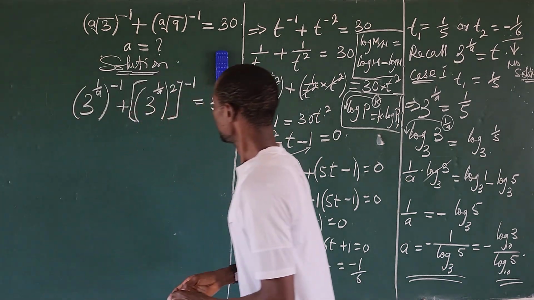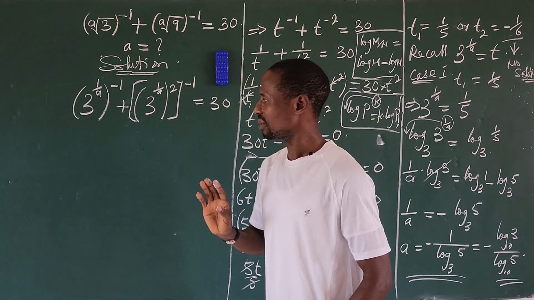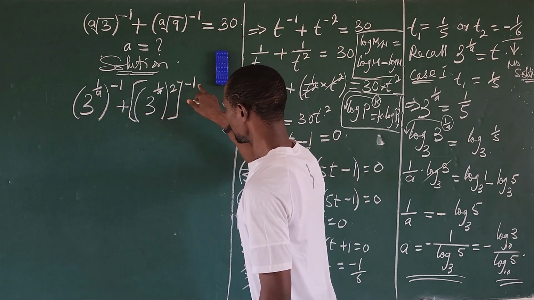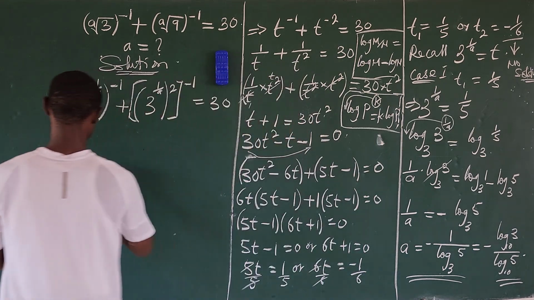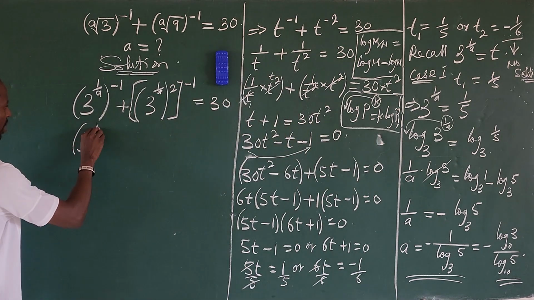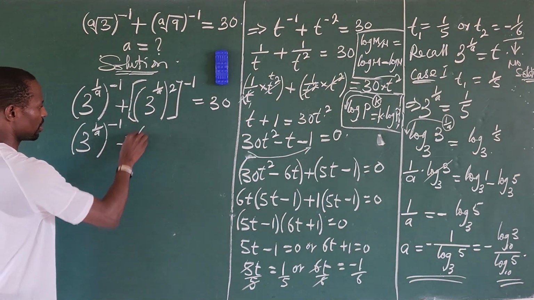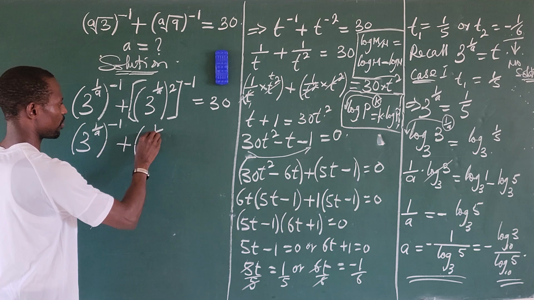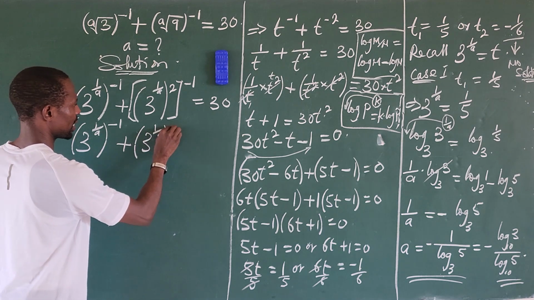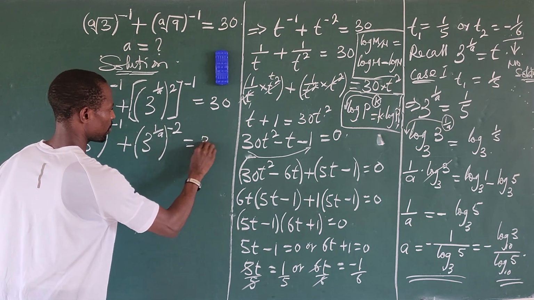In other words, it is only this side we want to deal with, right? So we can move this outside here to give us bracket 3 to the power of 1 all over a, then also minus 1, plus bracket 3 to the power of 1 all over a, then close bracket, minus 2 equal to 30.